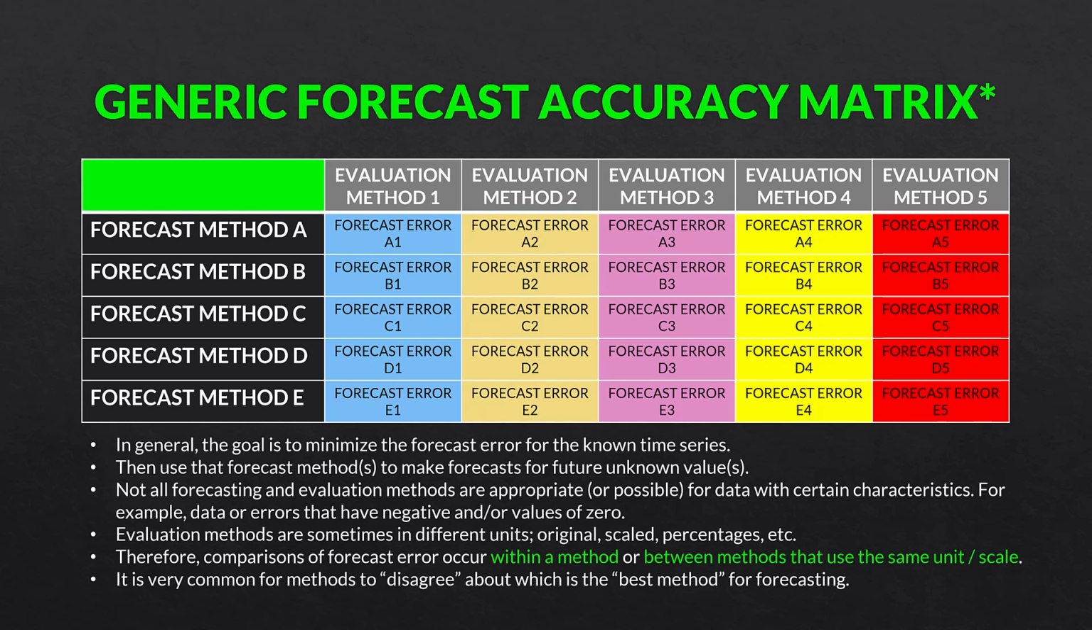So in this matrix here, forecast method C could have the lowest error in evaluation method 1, evaluation method 2, and evaluation method 3. Then we could say forecast method E is best in evaluation method 4. And we could say that forecast method A is best for evaluation method 5. So it is very common for methods to disagree about which is the best method for forecasting, and it will be up to you as the analyst which to use for future forecasts.